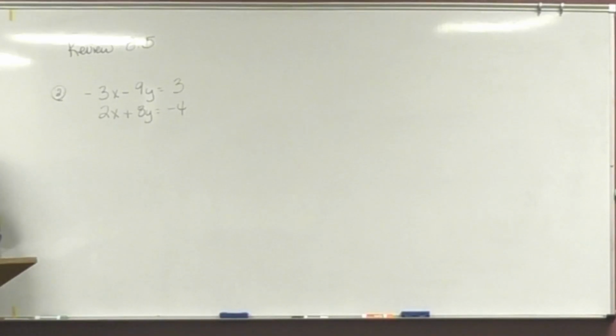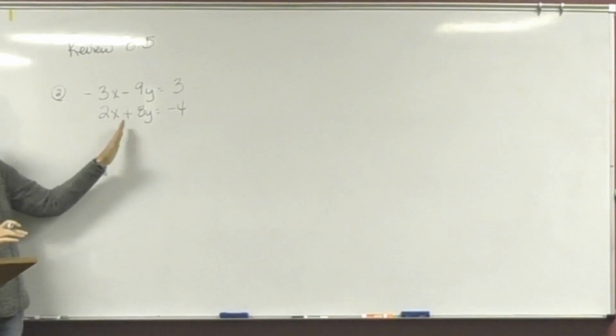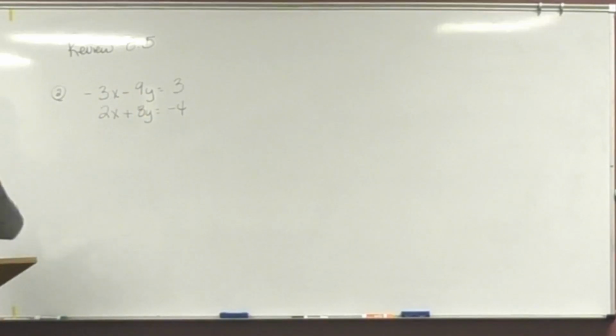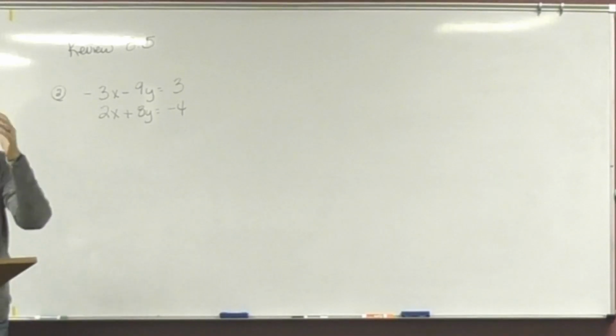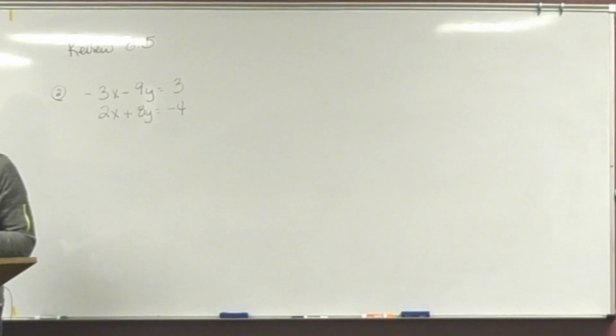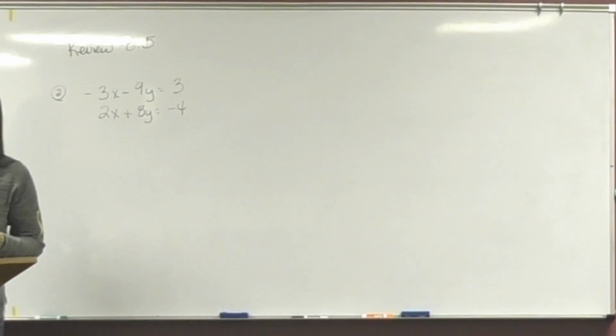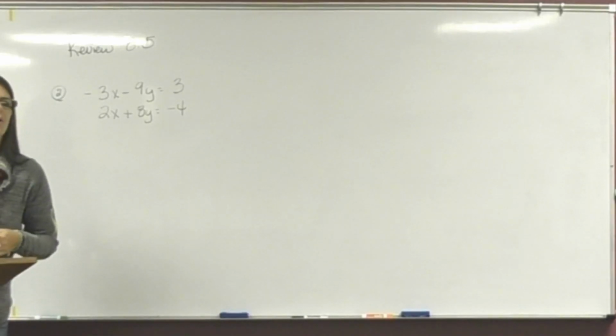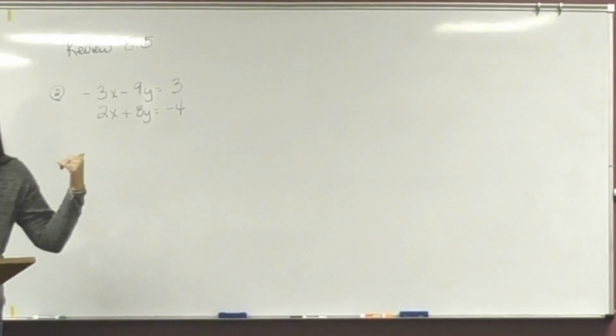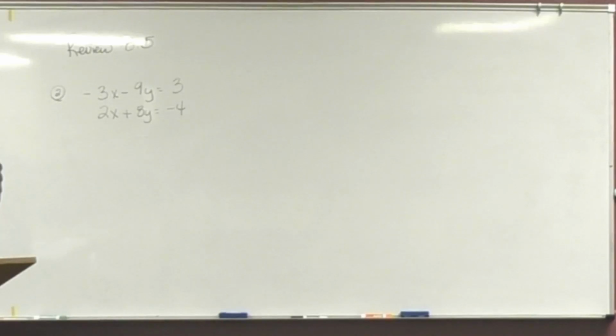When we're doing the substitution method, if any of our variables already doesn't have a coefficient and is positive, that would absolutely be the first one we go to, because there's very little work to be done in order to isolate that variable, okay? We don't have that.